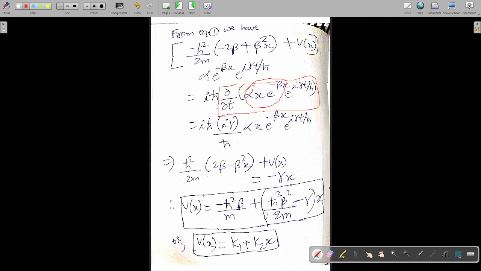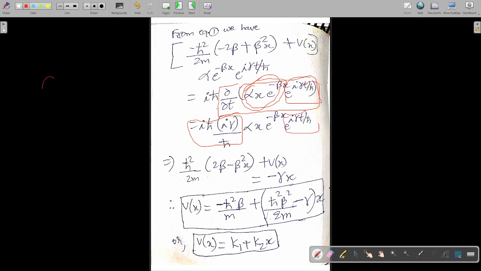As we are taking partial differentiation with respect to t, the x terms will be treated as constants. So these x terms will come out of the differentiation symbol, and after they come out, they look something like this. And all the other terms remain as they are. Only this term has been differentiated.